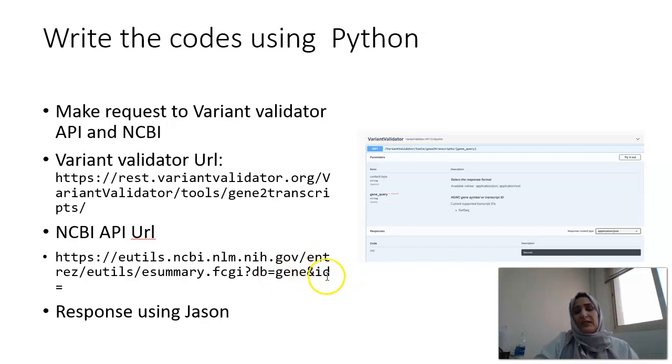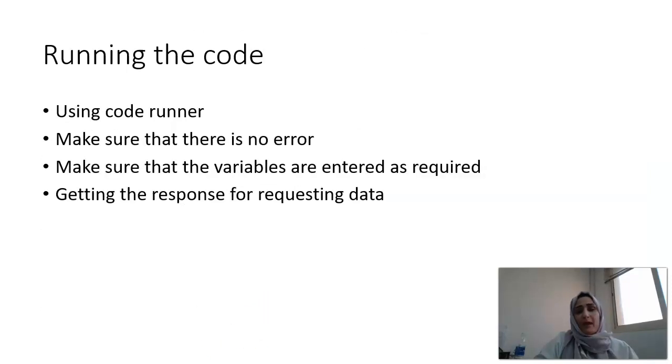One of them, which is easy to get, is only using the NCBI ID. So basically, I use this URL with the NCBI ID, and then we will pull the information. All this requested information, I try to get the response using JSON. Then, as I said, I installed the Code Runner extension, so I can run the code and see it.